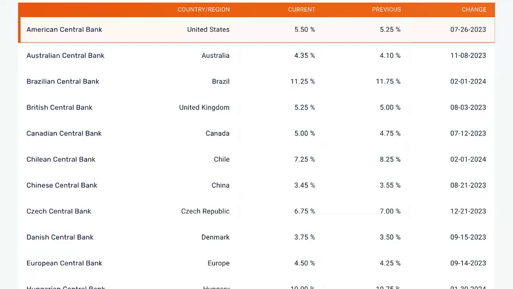A great example right now, in recent time: let's take a look at the Fed, the central bank in America. Their current rate is 5.5.